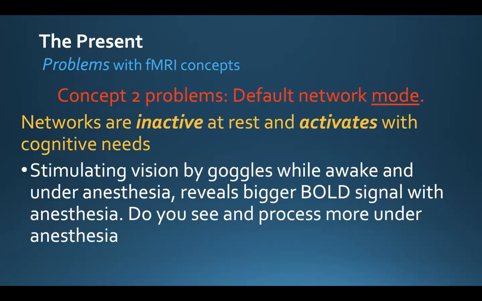Again, about being inactive at rest and active with activity. They did an experiment where they put goggles on your eyes, flash some light, you look and tell what color, what shape, and you're thinking about it. According to phrenology or functional MRI, you should have more brain activity, more BOLD signal. And if we give you anesthesia, you're not looking at the color and shape, you should be using less energy, less BOLD signal. But in reality, it's the opposite. When you're under anesthesia, not thinking about anything, we flash the goggles, bright signal. When you're awake looking at it, it's much less.